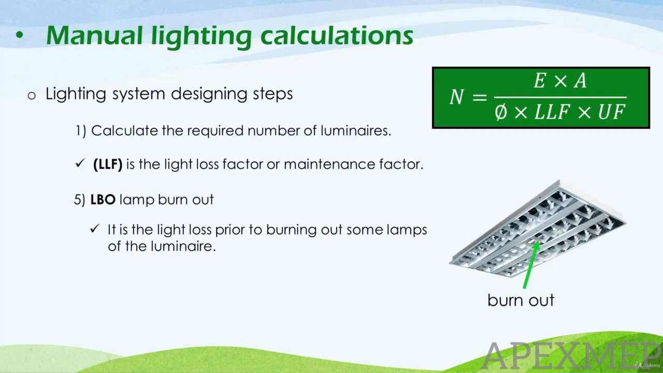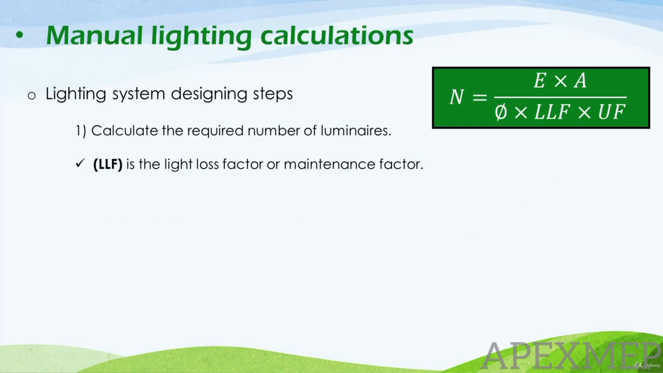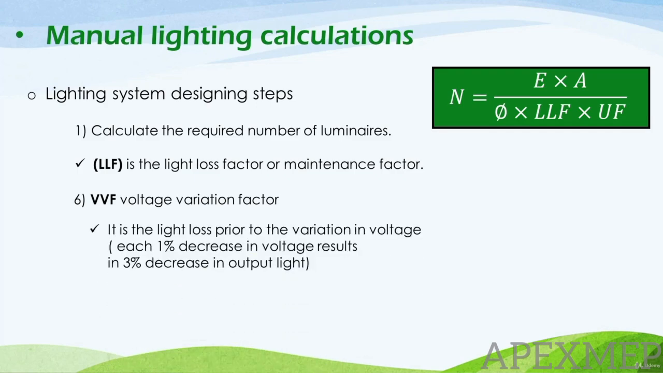Very good. Now we have the final factor, which is VVF, or the voltage variation factor. And this factor considers that there are some losses in the output light due to the variation of the input voltage. As we know, the lamp input power is the voltage times the current, and its output power is the light out of the lamp.